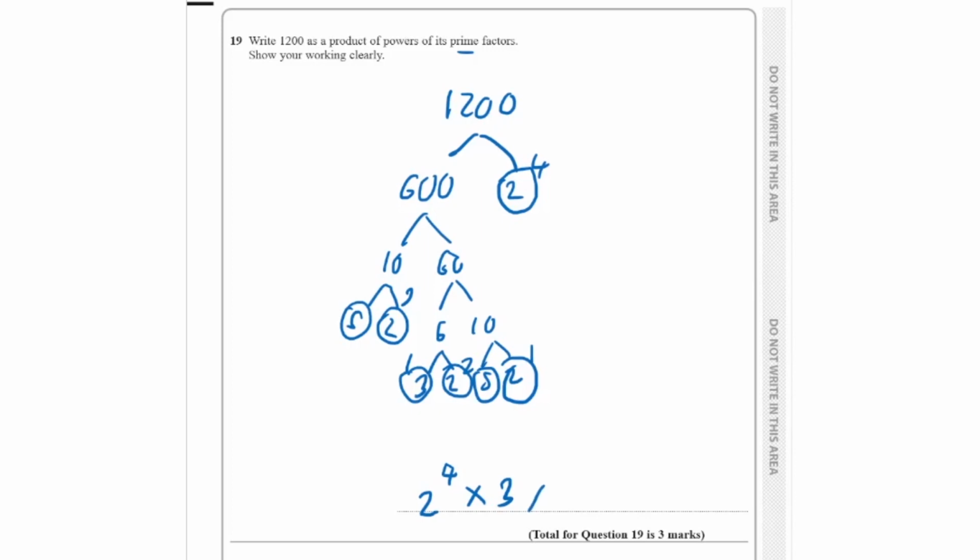Now, the next value is 5. There's 1 5, there are 2 5. So it's 5 to the power of 2. And that's our final answer.